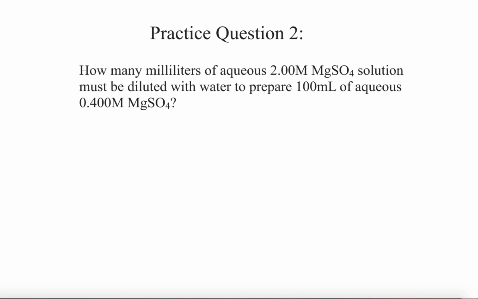So now let's take a look at an example of diluting a solution. We want to know how many milliliters of aqueous 2 molar magnesium sulfate solution must be diluted to prepare 100 milliliters of 0.4 molar magnesium sulfate. There are a lot of values here. The most difficult part is just interpreting what the numbers represent and where they're going to go. So keep in mind that we have M1V1 equals M2V2: molarity times volume of the first solution equals molarity times volume of the second solution.